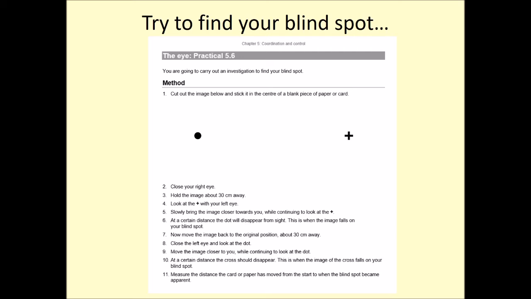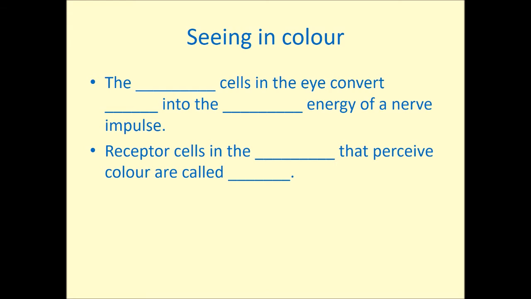and then do it with the other eye, at a certain distance the cross will just disappear, and that means it's fallen into your blind spot. So measure the distance that the card or paper has moved from the start when the blind spot became apparent. So you can actually measure, and different people, depending on the shape of their eye, will have different blind spots. So it's quite good fun.